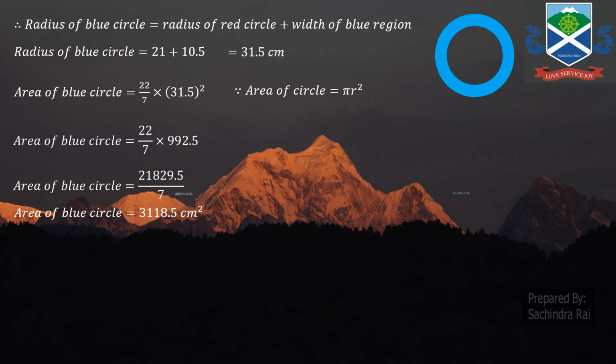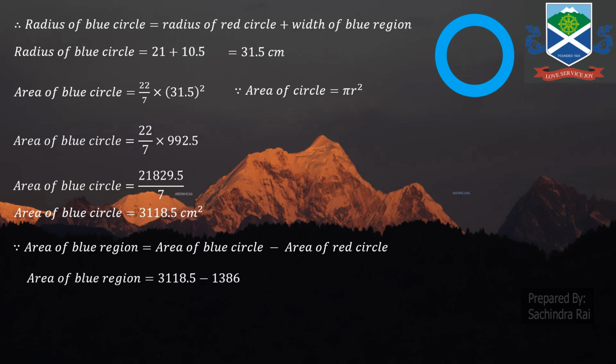We know that we need to find out the area of the blue region or the ring. So the area of the blue circle minus the area of the red circle will give us the area of the blue region. By putting the value of the area of the blue circle and that of the red circle, we get 1732.5 centimeters square. That is the area of the blue region.